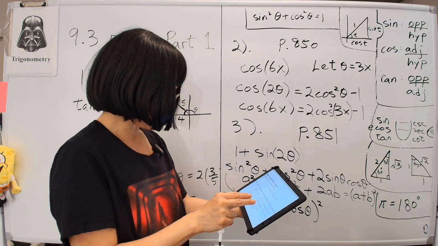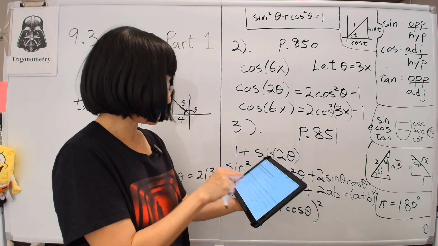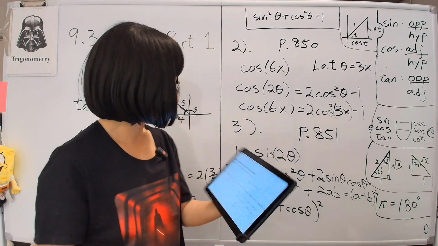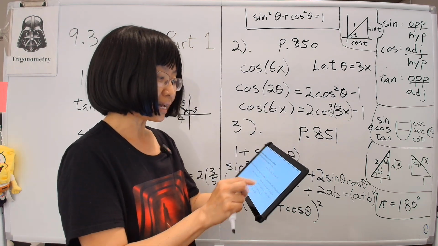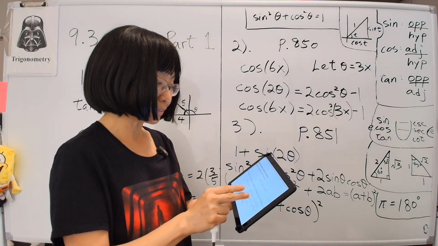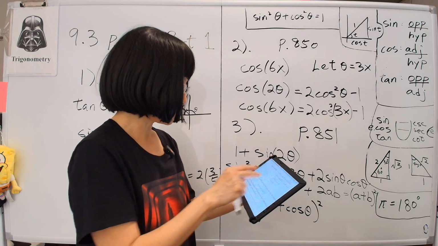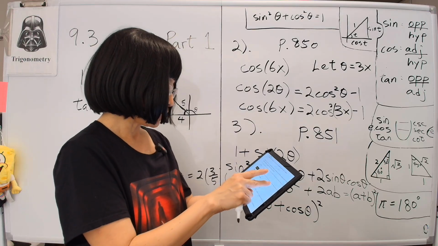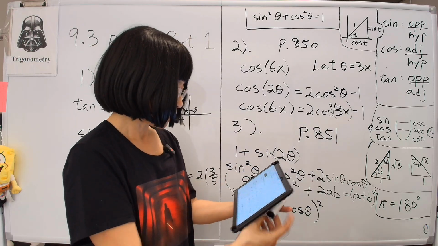So that is correct. That's what we're trying to prove. Now your book started on the other side. It started as sine theta plus cosine theta. That's fine too. Nothing wrong with that. So please go over that yourself, okay? And then we're going to move on to the next step.